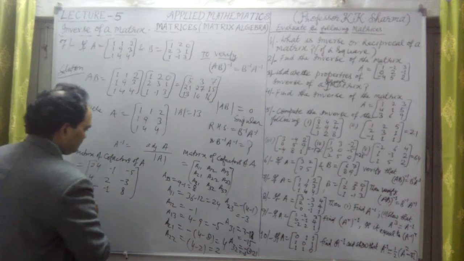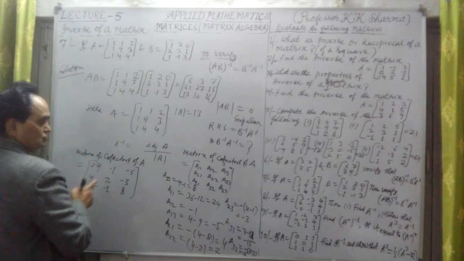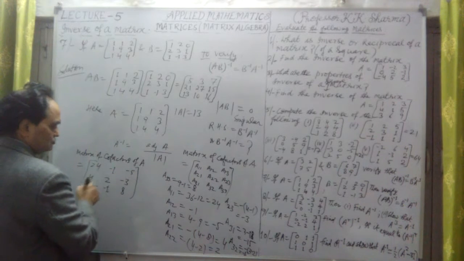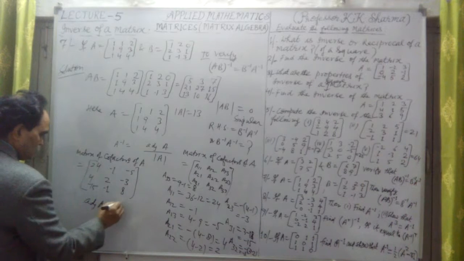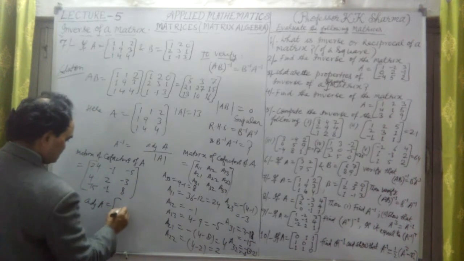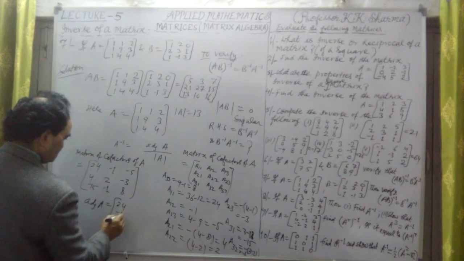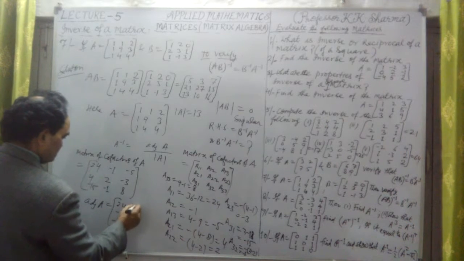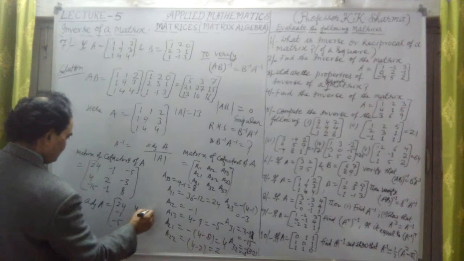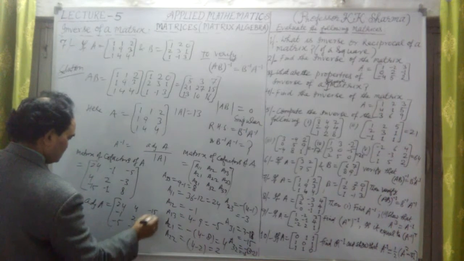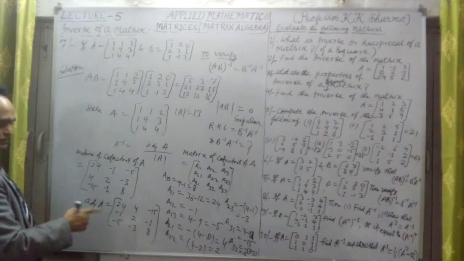Therefore, the adjoint is the transpose of this. Therefore, the adjoint of A. So we have to transpose this. This is 24, minus 1, minus 5. It is 4, 2, minus 3. It is minus 15, minus 1, 8. This is the adjoint of A.